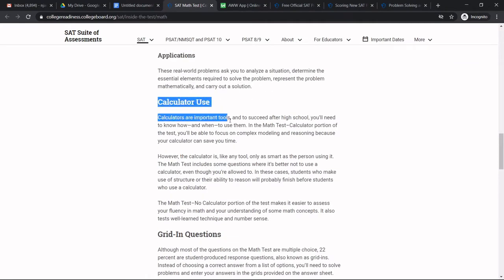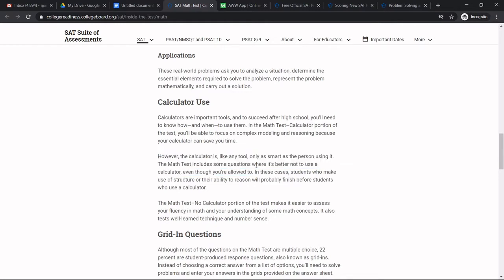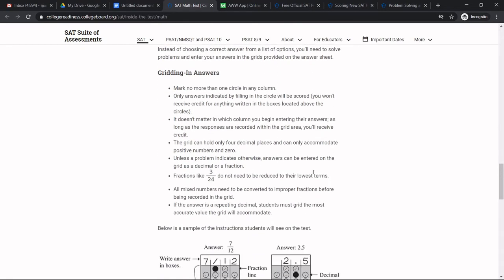Calculators, again, like any tool, are only as smart as the person using it. The math test includes some questions where it's better not to use a calculator, even if you're allowed to. It's really important to not get lost doing equations like 7 times 3 on your calculator just to make sure, because you begin to run out of time, and it's taking time away from where it could be better spent. For a lot of people, just figuring out how to solve the questions takes quite a bit of time, especially for some of the harder ones.